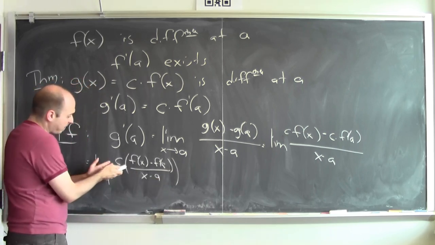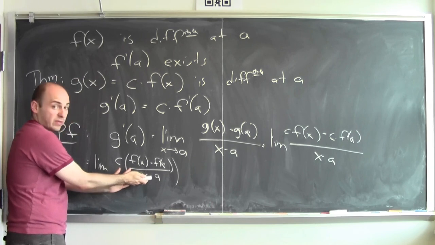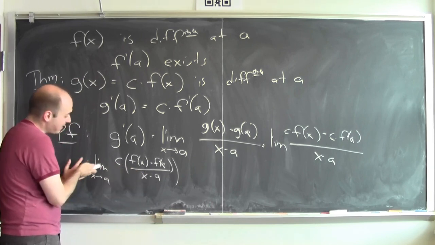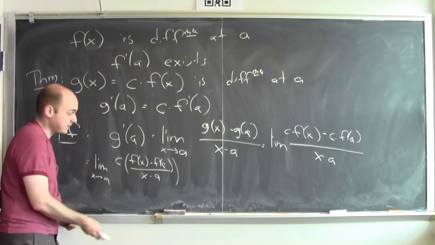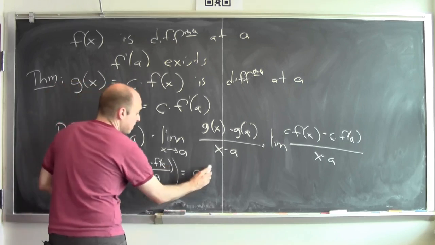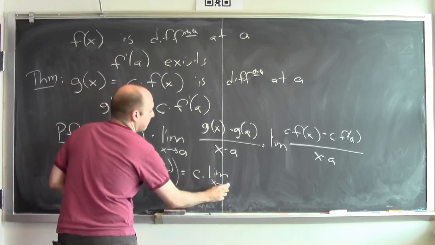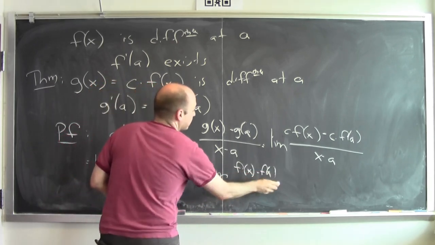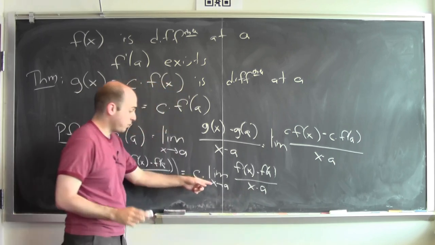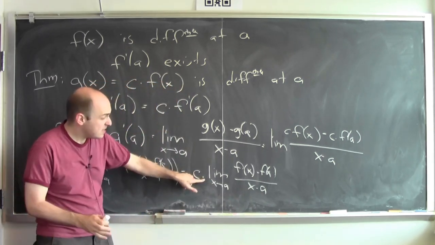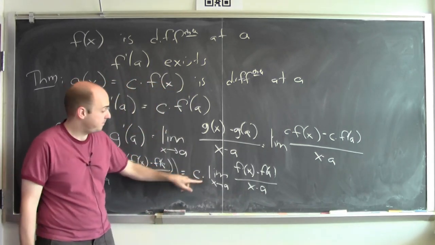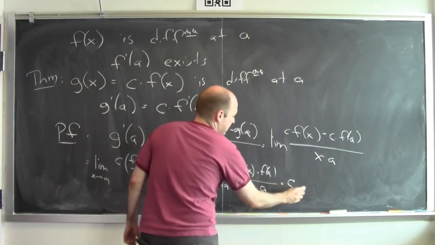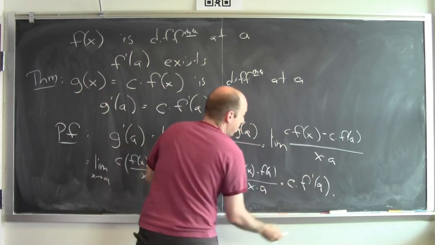And this is the limit of a constant times something. And that's the same as the constant times the limit of the thing, provided this limit exists. And it does. So this is c times the limit as x goes to a of f of x minus f of a over x minus a, provided that limit exists. And it does. This is the derivative of f at a. So this is c times f prime at a. And that's what I wanted to show.